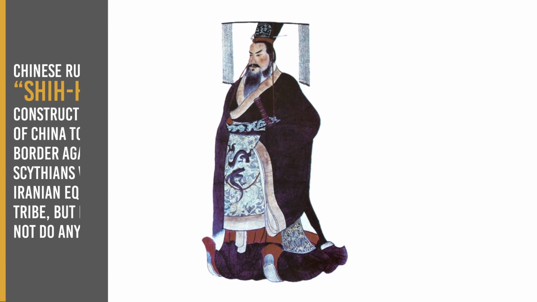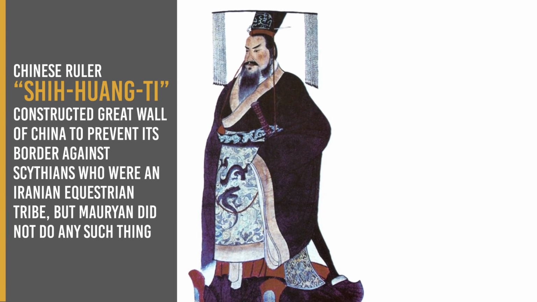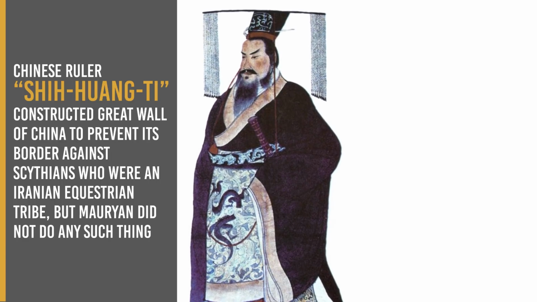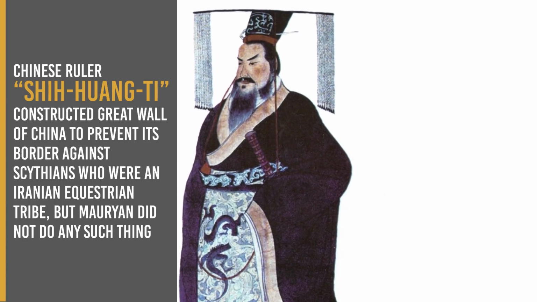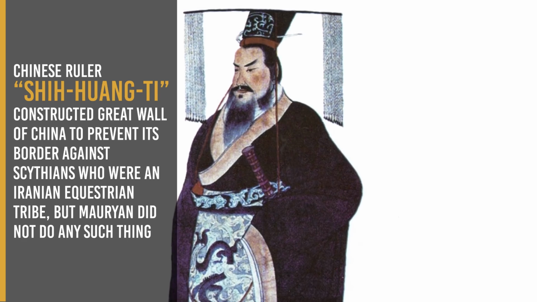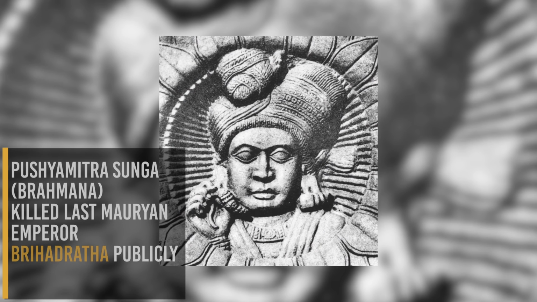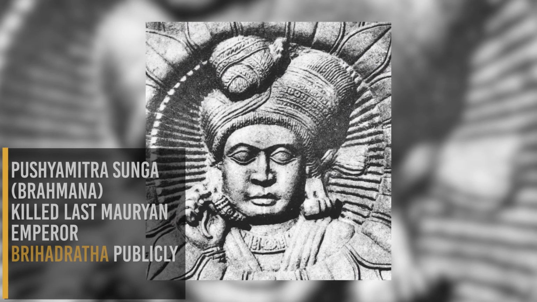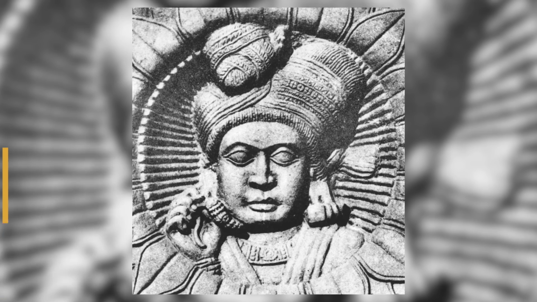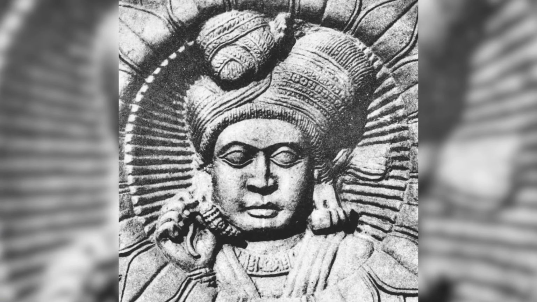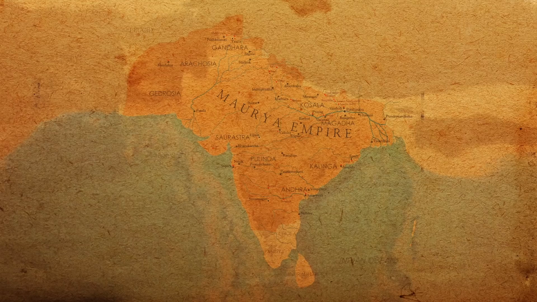Chinese ruler Shi Huangdi constructed the Great Wall of China to protect his border against the Scythians, who were an Iranian equestrian tribe, but the Mauryas did not do any such thing. Pushyamitra Sunga, who was a Brahmana, killed the last Mauryan emperor Brihadratha publicly, persecuted Buddhists and restarted the Vedic rituals and sacrifices. With this, we have come to the end of this session.